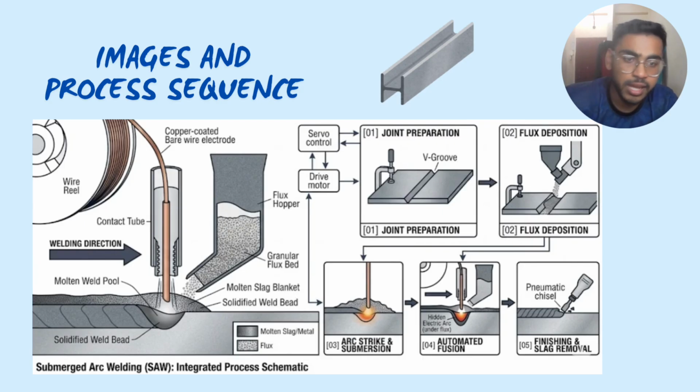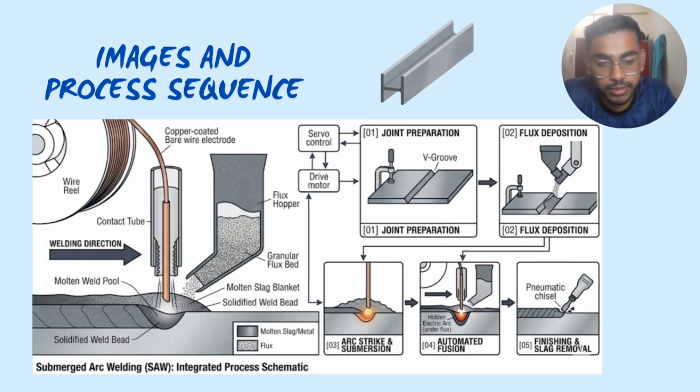The second step is the flux deposition. The automated welding head moves into position and the hopper deposits the granular flux bed right ahead of the torch path. Step 3 is the arc strike and submersion. The wire is fed down until it contacts the metal under the flux layer, striking a high current electric arc that is completely buried and invisible to the naked eye.